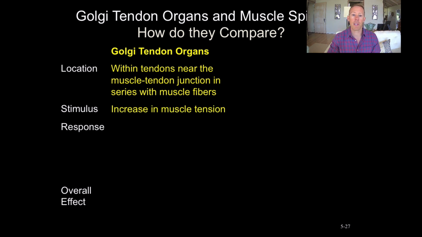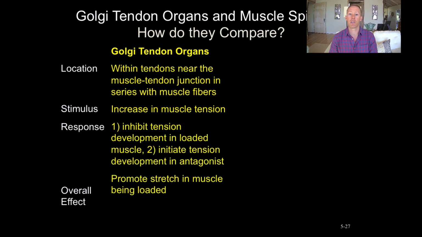The stimulus is increased muscle tension. So if you're squeezing the muscle really hard, you're going to start to turn the Golgi tendon organ on. If it gets turned up too high, then it's going to inhibit tension, so it's going to turn the muscle off so you don't hurt it, and it's going to turn on the opposite muscle so that you move away from that position that could hurt you. And the overall effect is that it promotes stretch. So if I'm squeezing my biceps really hard and I'm in danger of hurting them, it's going to turn my biceps off and turn on my triceps, which makes my elbows extend and stretches my biceps.